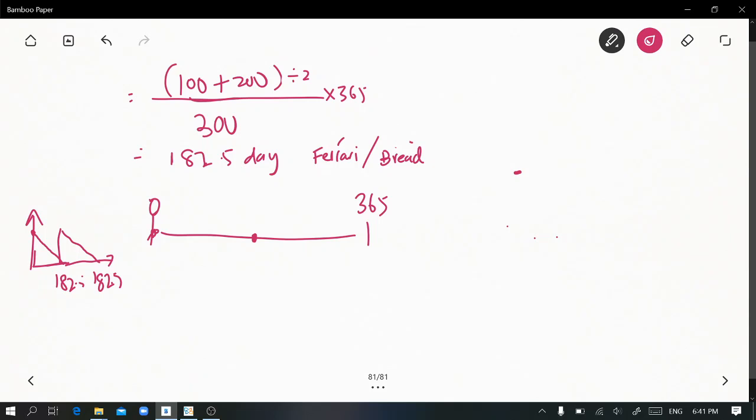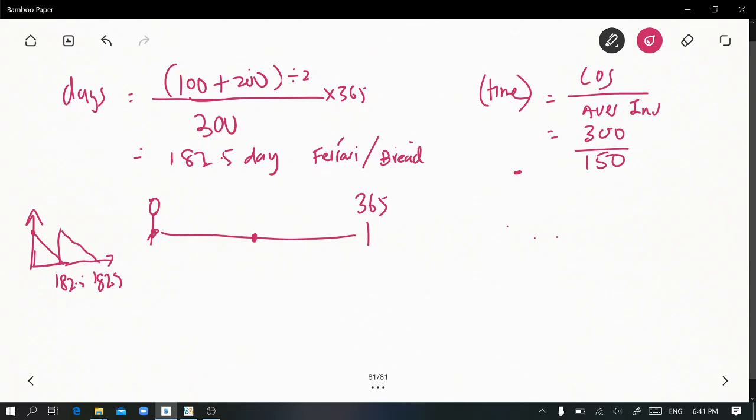Now this is in days, and this is in times, terbalik. Inventory turnover in times is cost of sales divided by average inventory. Cost of sales will be 300, average inventory will be 150. So how many times? 2 times. You check: 182 days and 2 times, are they the same? Actually they are the same. You can see here, turnover 1 time, turnover 2 times.